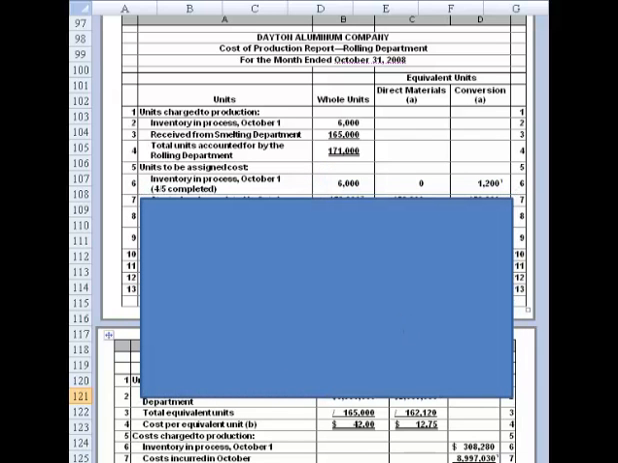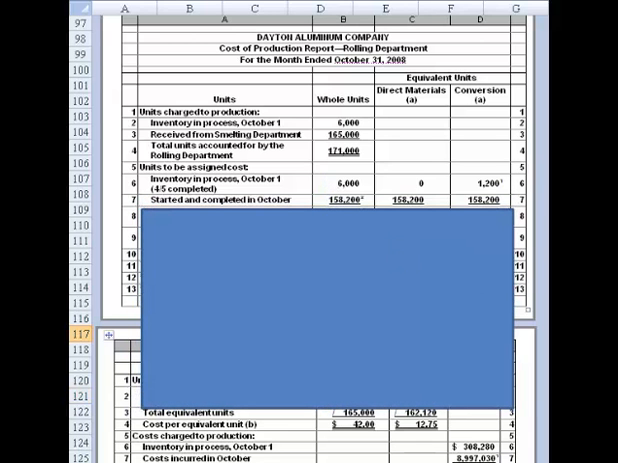So, what was beginning in inventory at the beginning of October was 4/5 complete. So if we take 20% of that, we come up with 1,200 units just to the left of my mouse to come up with the conversion component for inventory that was on hand at the beginning of the period. Then the amount that was started and completed was the 158,200, which is the 165,000 units received from smelting, less the 6,800 units that were on hand at the end.